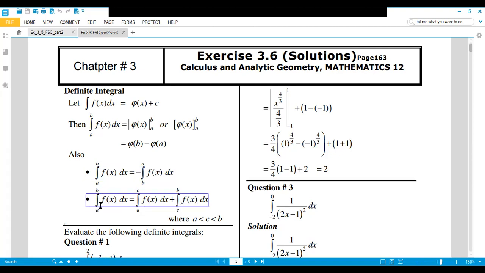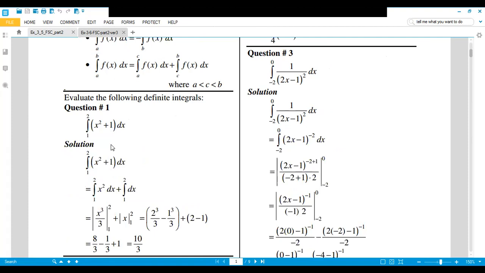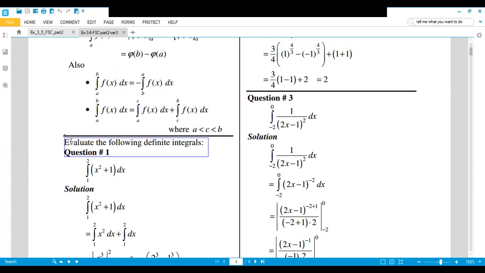So if you have such a type of function, when upper and lower limit have the mid value c, then how can you solve it? a, c and c, b, like this. Look at the first question, question number 1. Evaluate the following definite integral. This is x square plus 1 having lower limit 1 and upper limit 2. Remember one thing, upper limit will always be greater than the lower limit. If it is less, then you will change it like this.